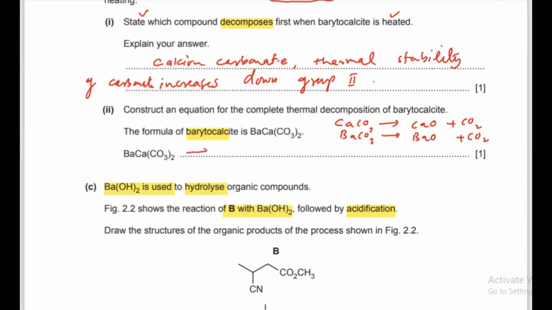So if we decompose this substance, we will get the two oxides, calcium oxide and then barium oxide. 1 mole of carbon dioxide from calcium carbonate and 1 from barium carbonate. So you will get carbon dioxide, but if you want to balance it, you will get 2 carbon dioxide.